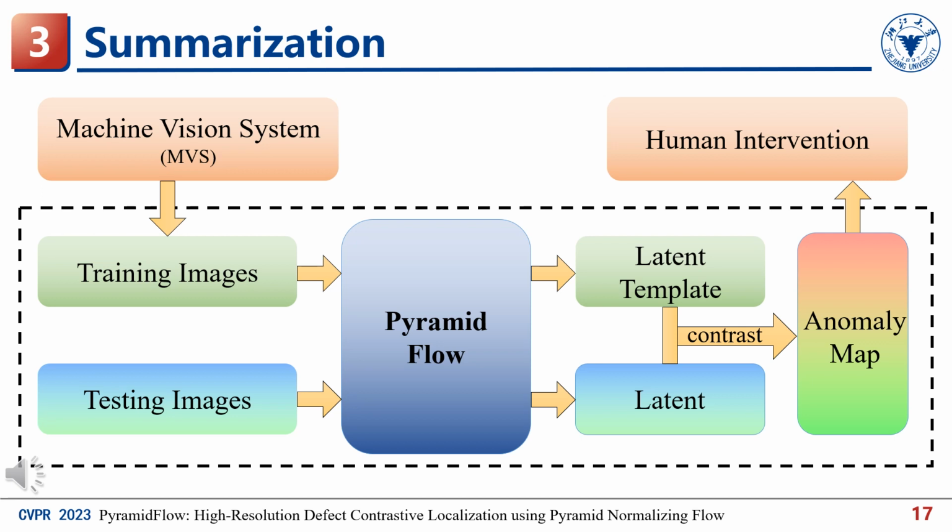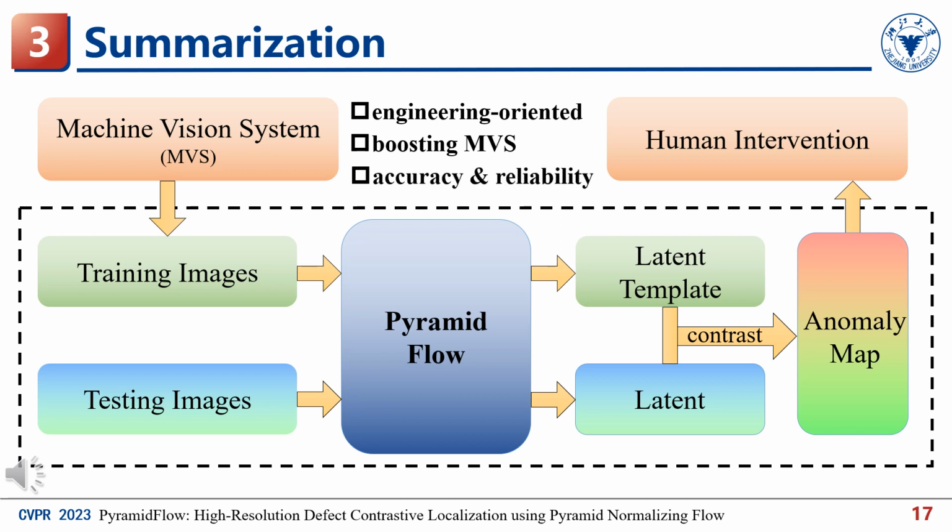Our proposed visual anomaly localization algorithm is engineering-oriented, significantly boosting the performance of machine vision detection systems and enhancing the accuracy and reliability of defect inspection efficiently.